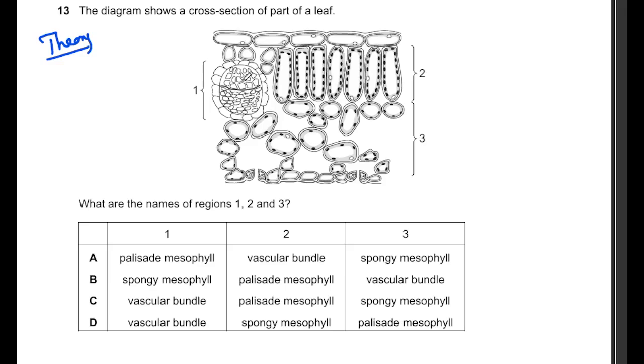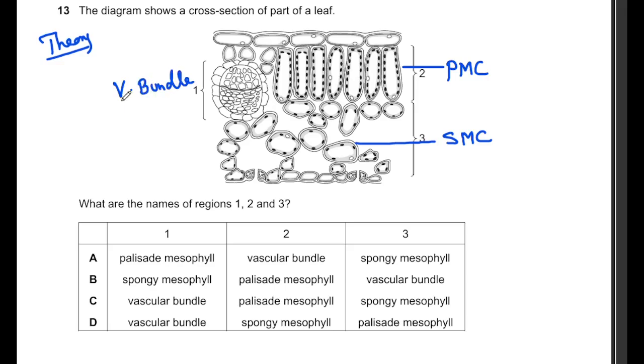This diagram is straight away copied from your textbook, so you should be very familiar with it. The long cells are called palisade mesophyll cells, PMC in short, whereas where a huge gap is there between the cells, these are called spongy mesophyll cells. So we have spongy mesophyll cells, palisade mesophyll cells with a lot of chlorophyll, and then this combination here is called the vascular bundle.